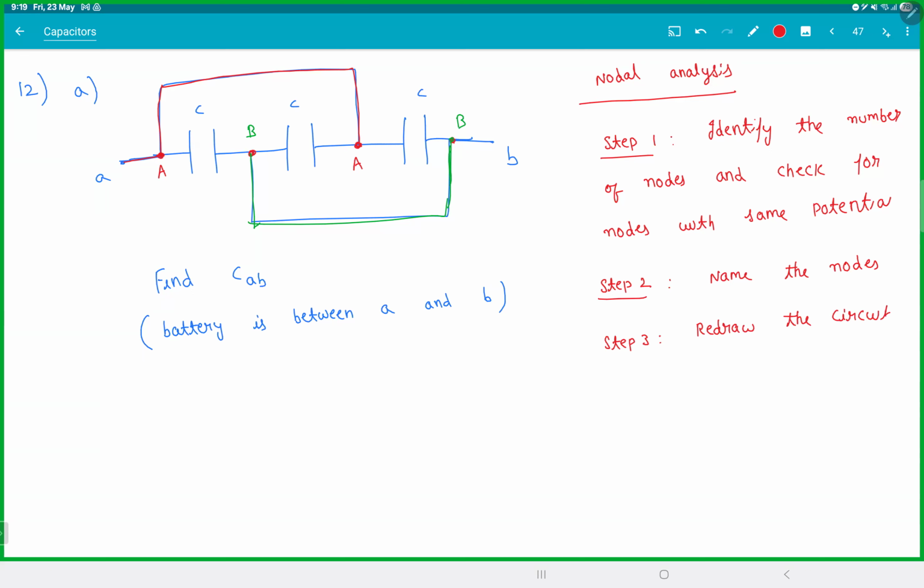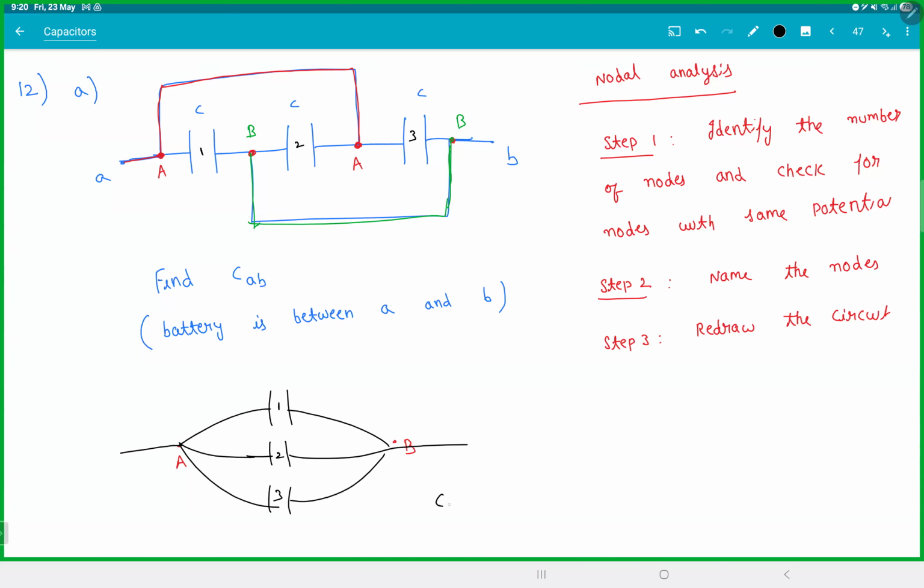Now let's redraw the circuit. So there are 2 points here. A is the starting point, B is the ending point. Let's number the capacitors: capacitor 1, capacitor 2, capacitor 3. Capacitor 1 is between A and B. So put it here. Capacitor 2 is also between A and B. Capacitor 3 is also between A and B. All three are in parallel.